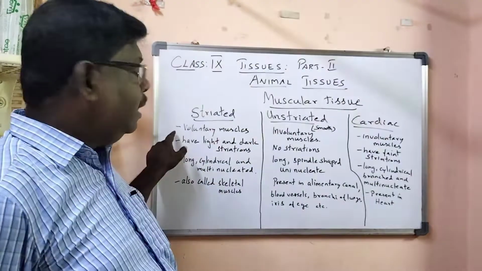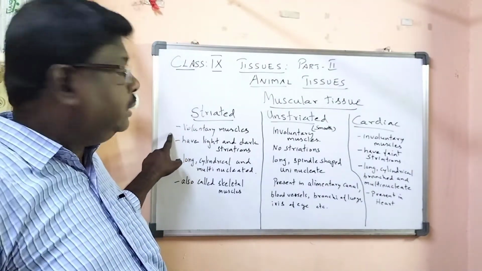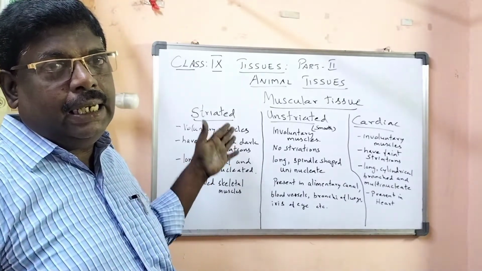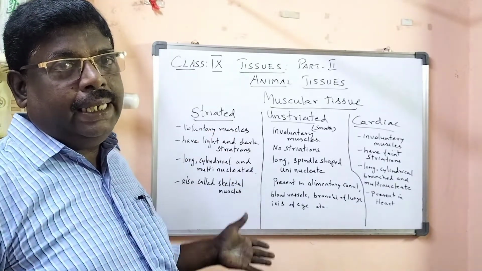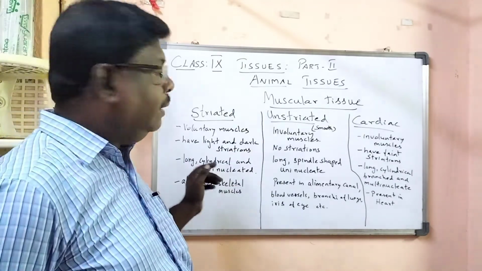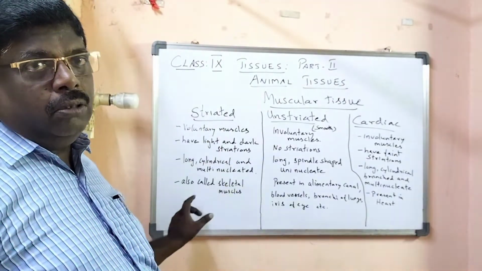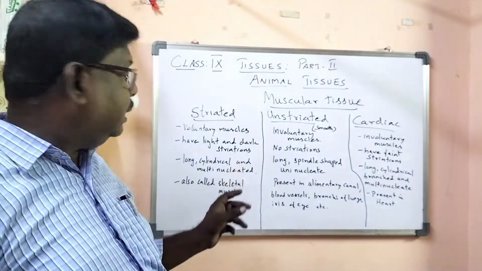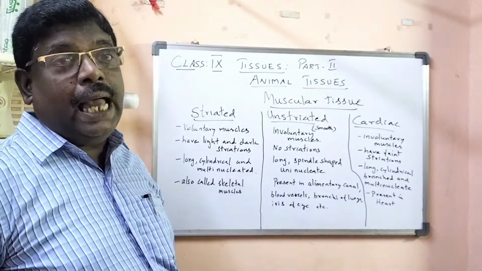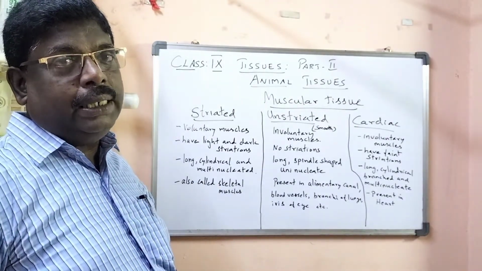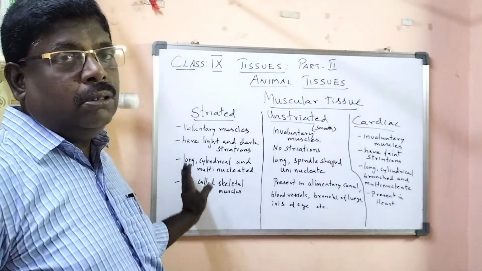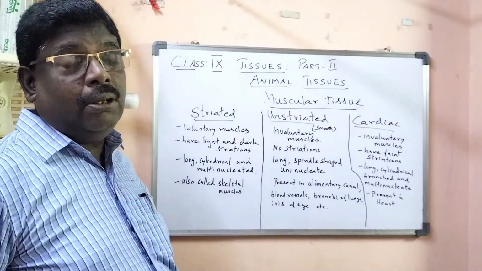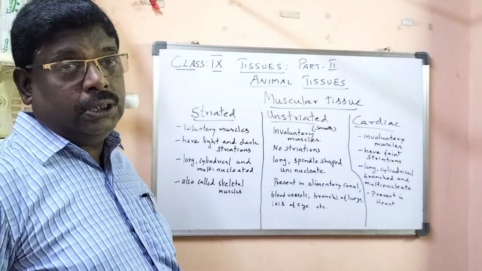Striated muscles. They are voluntary muscles. They have light and dark striations. Striations means lines which appear light and in some places dark. And how do they appear? They are long, cylindrical in shape, and multinucleated, has many nucleus. Multi means many. Long, cylindrical, and multinucleated. Also called skeletal muscles because they are attached with the bones.